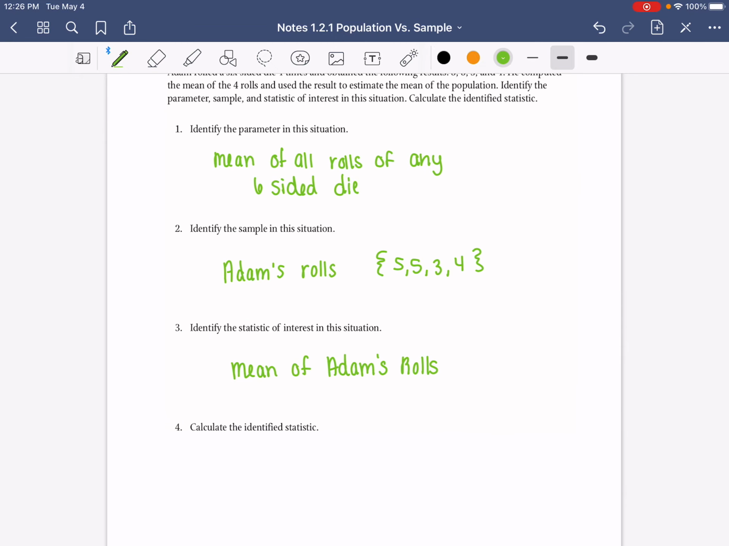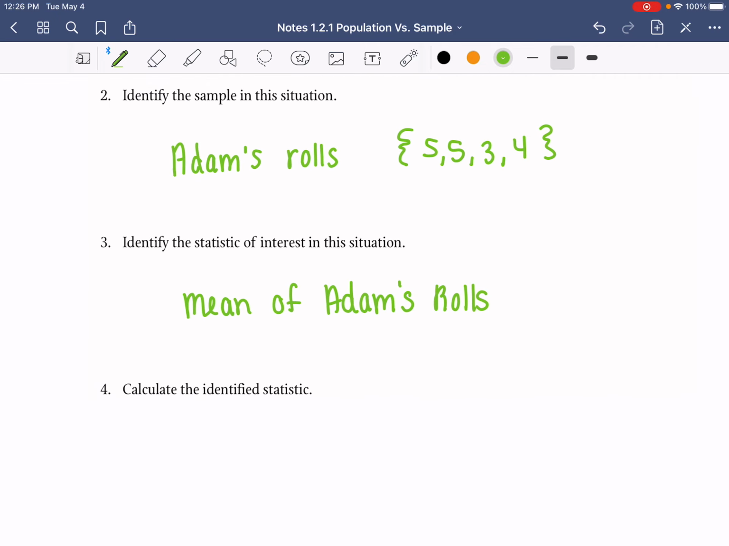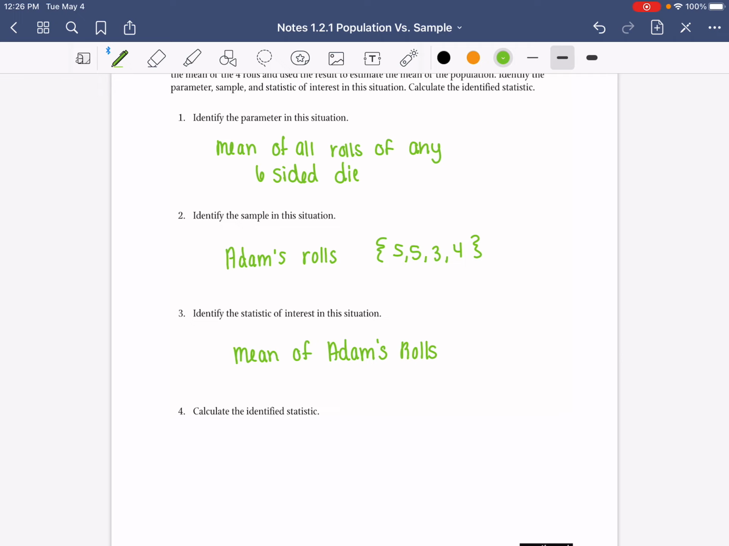So our population is all of them, so our parameter would be the mean of all rolls. But we don't have all rolls ever. We have a sample that is Adam's rolls. So the parameter and the statistic of interest are kind of the same, except the statistic of interest is based off of the sample and the parameter is based off of the population.